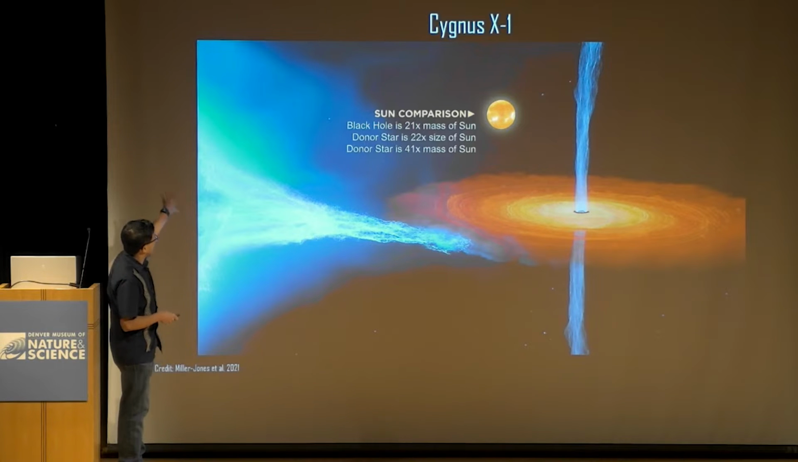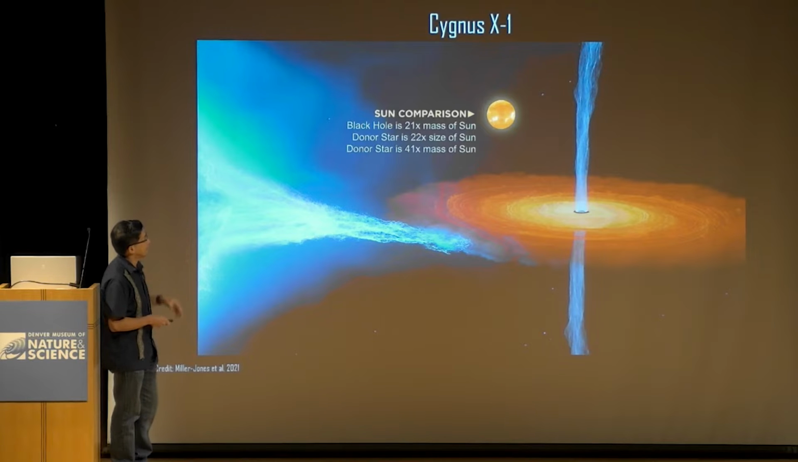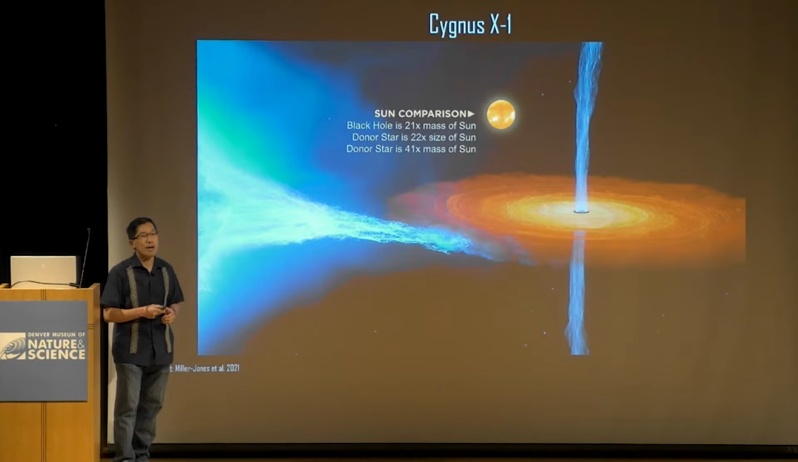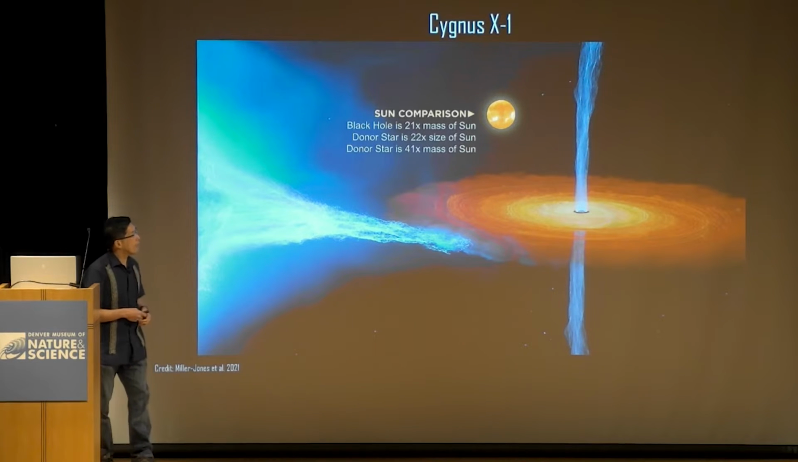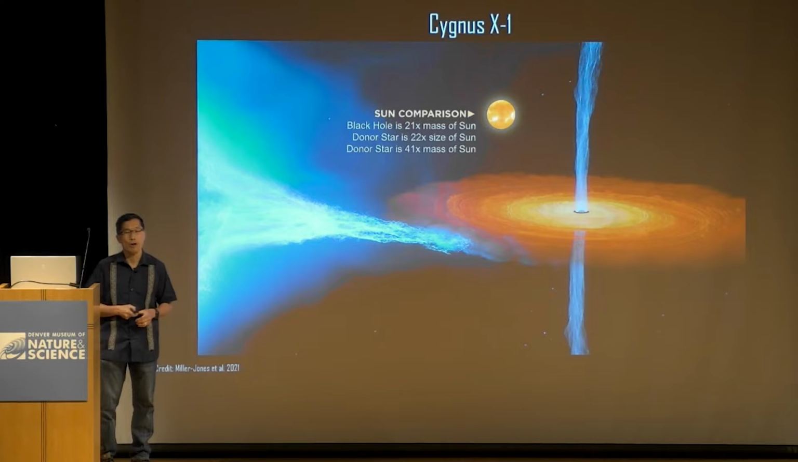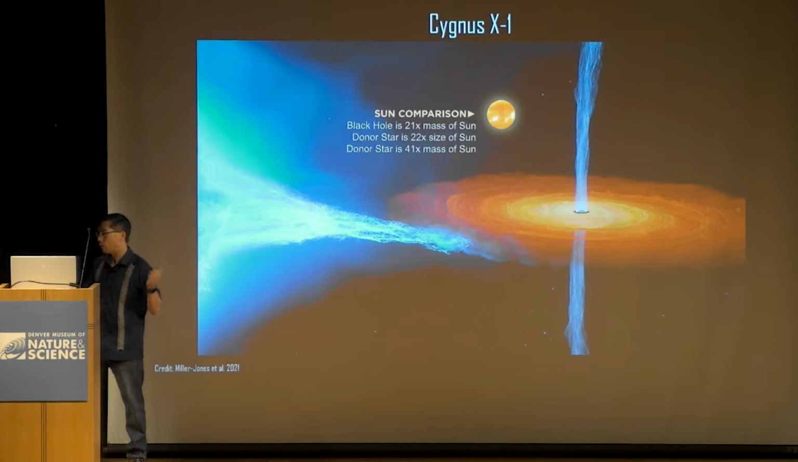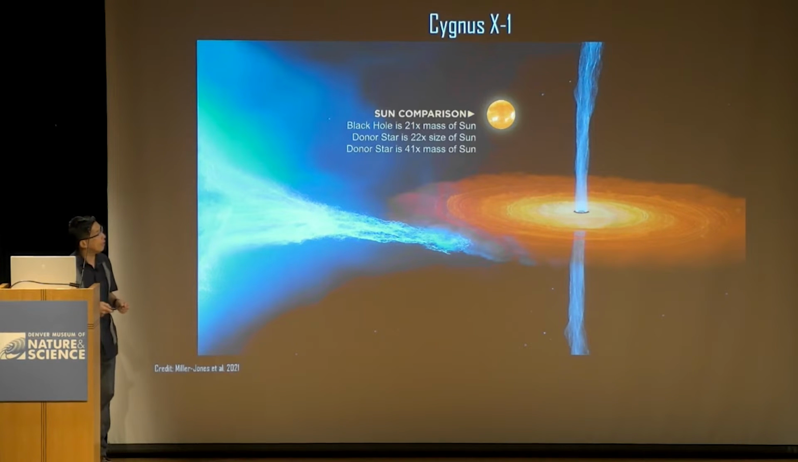The other star, this blue star off the display here, is about 40 times the mass of our sun, but diameter-wise, it's only about 22 times. So we have these two massive stars in orbit around each other, one of which turned into a black hole, and we learned about it because of the X-rays that it emits.